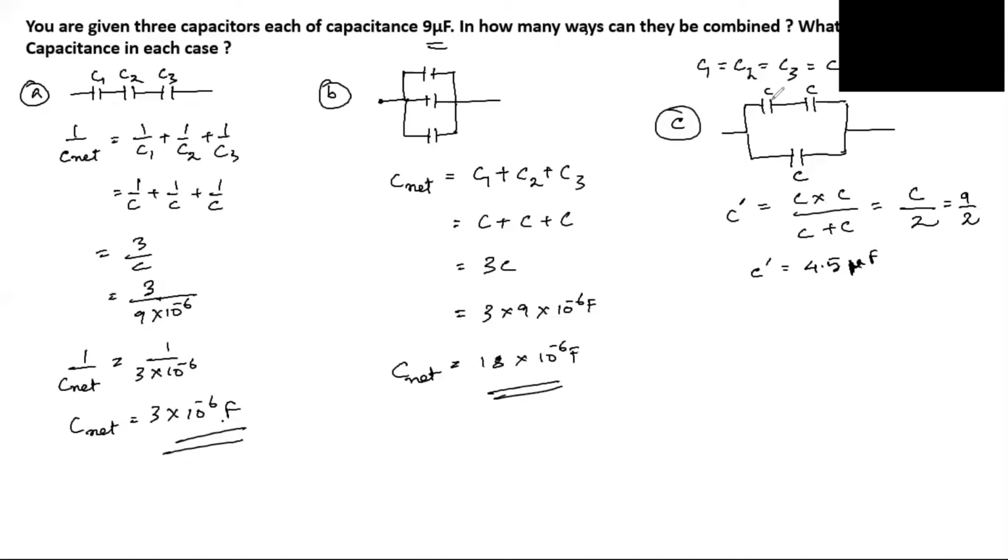Now these two capacitors are connected in parallel to this third one. So our C net will be nothing but C dash plus C. Now C dash is 4.5 microfarad plus 9 microfarad. Right? So you get around 13.5 microfarad. So this is our C net value. This is how you arrange the third way to arrange these three capacitors.